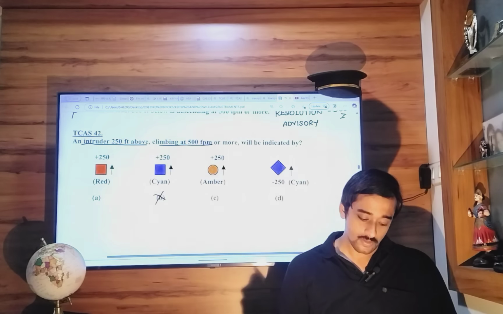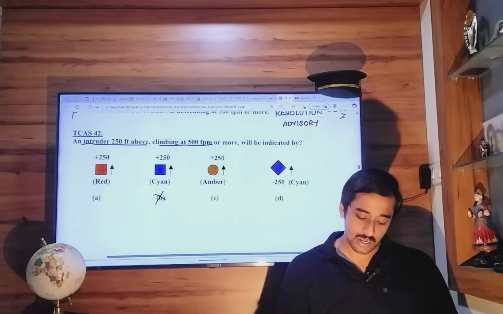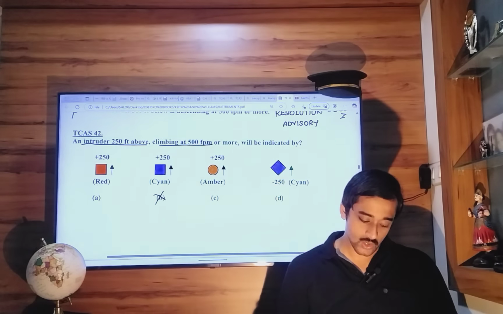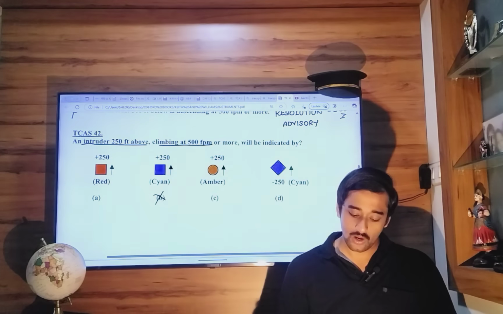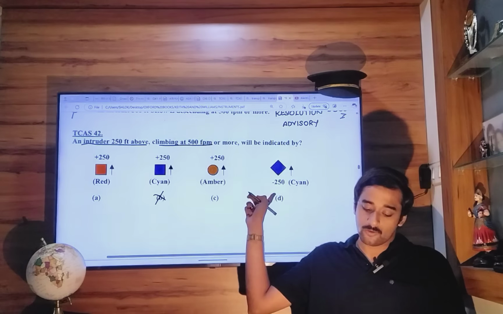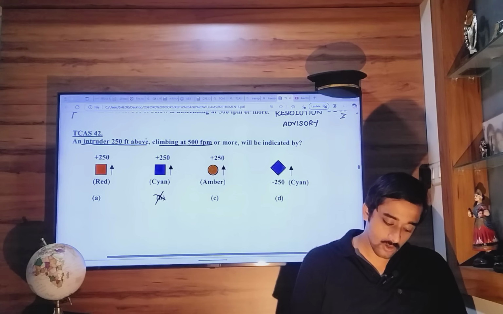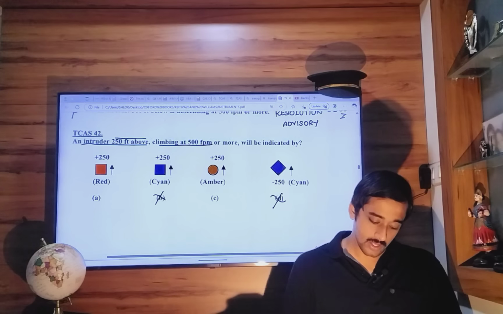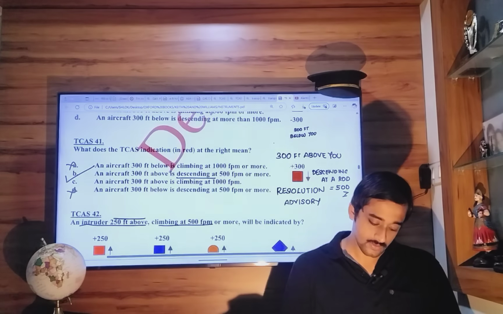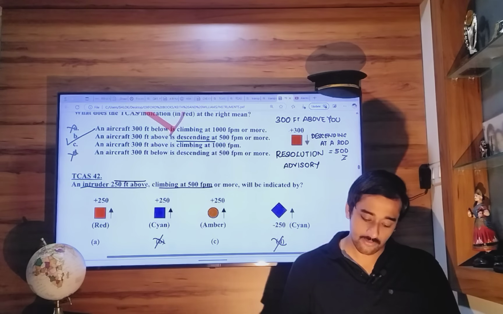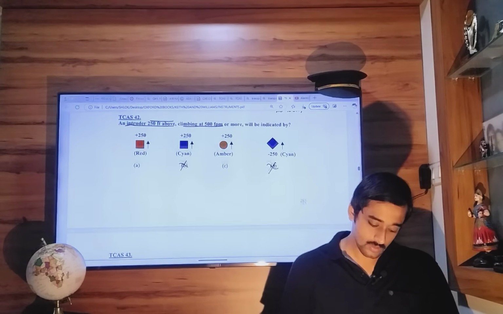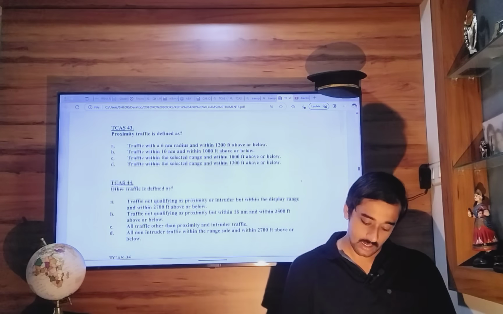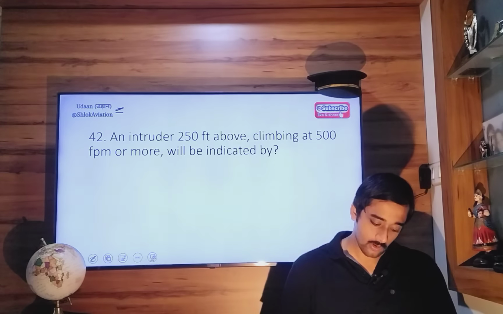Next, you have an amber circle which stands for traffic advisory, and it is 250 feet above you. And next you have Delta, proximate traffic, minus 250 means 250 feet below you. Here the intruder is 250 feet above you, so that is wrong. So what will be the correct answer? An intruder 250 feet above, climbing at 500 feet per minute, will be indicated by option A, a resolution advisory, red square, plus 250, upward arrow.